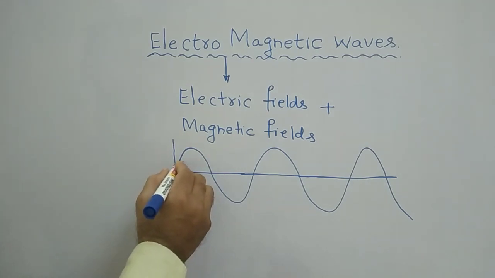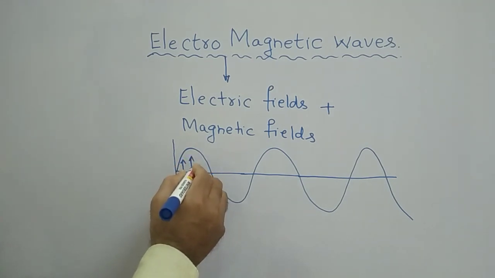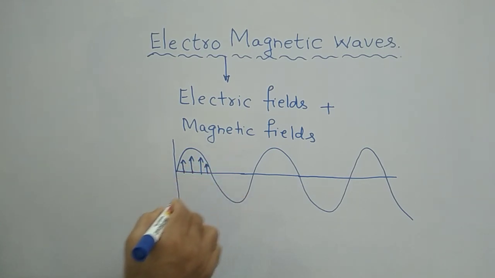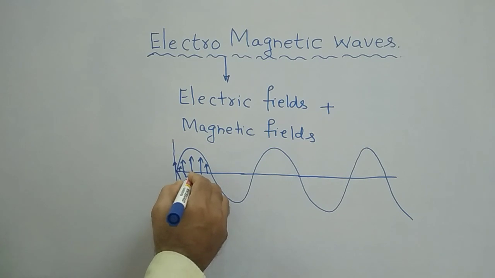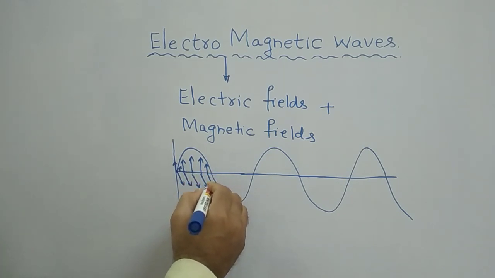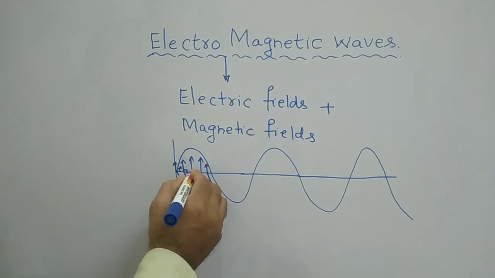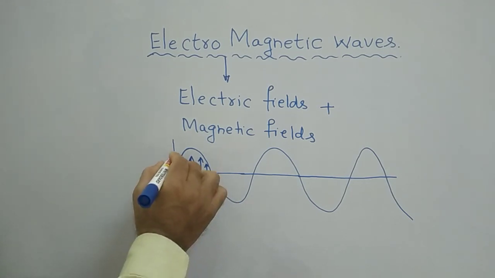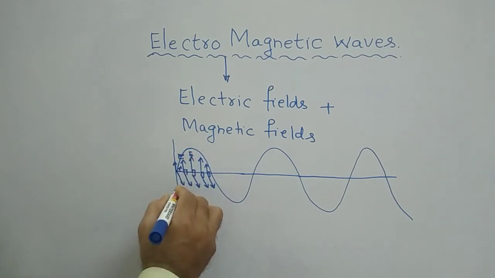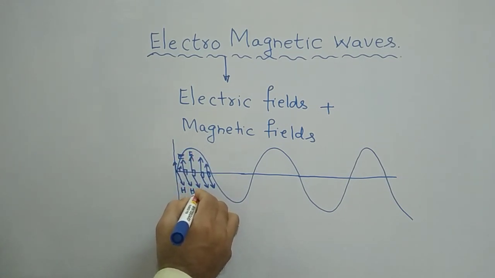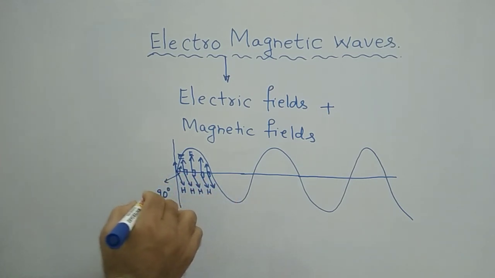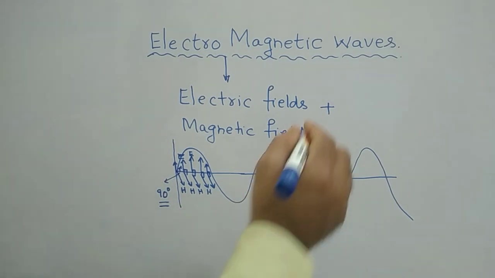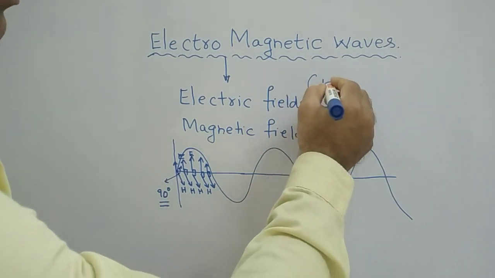Say the electric field is represented by this arrow mark, let us say for your understanding. Then exactly at 90 degrees the magnetic field will be there. If you put an angle between these two, let us say this is the electric field, an upward arrow mark, and the downward one is the magnetic field H, right? And the angle between these two is exactly 90 degrees.